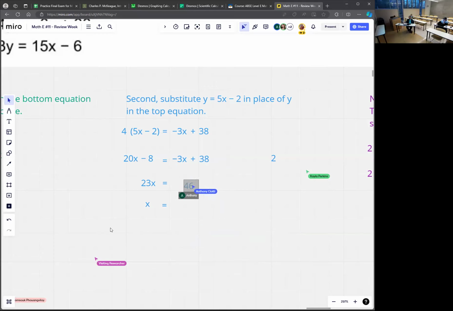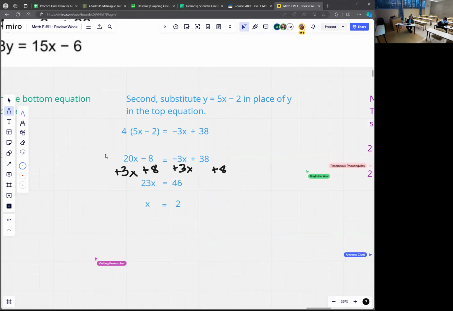Yeah, in that step, we did a +3x to both sides, and we also did a +8 to both sides. So the 20 became a 23x and the 38 became... Okay, so again, we have an answer and my thing is not working.